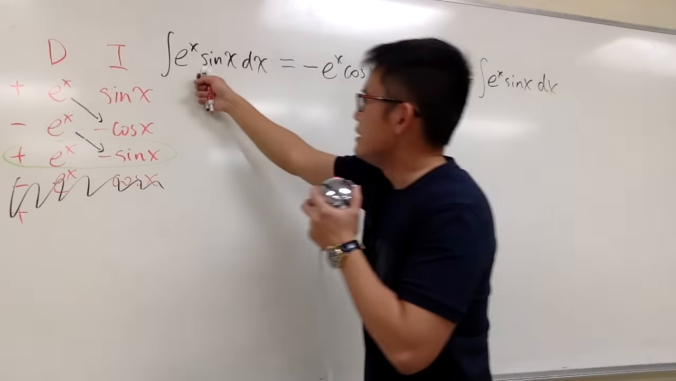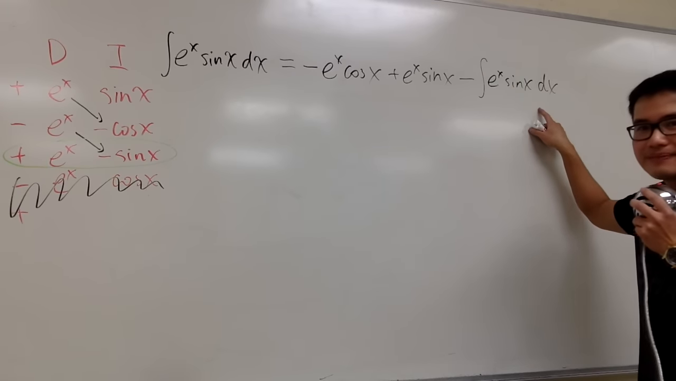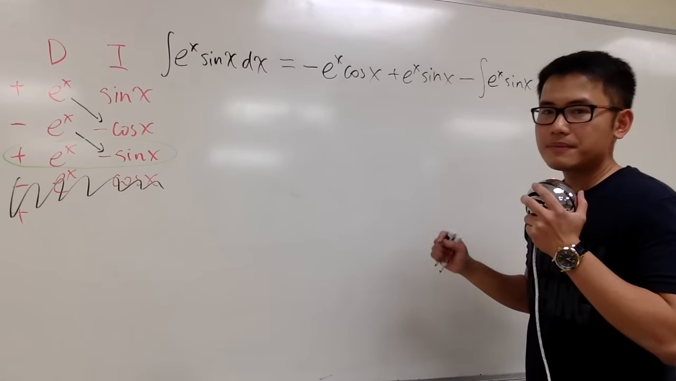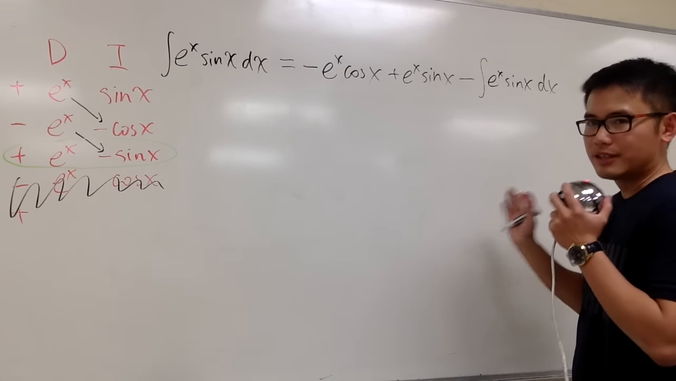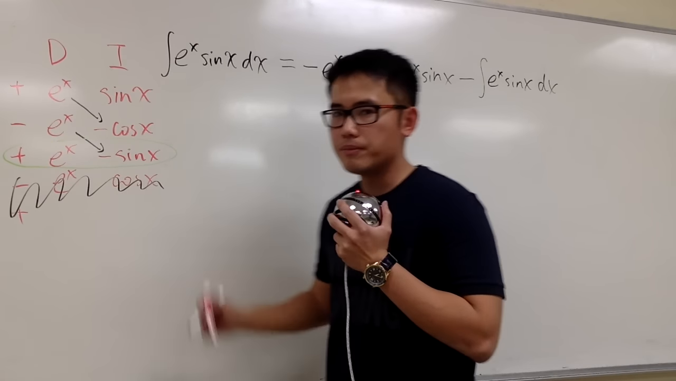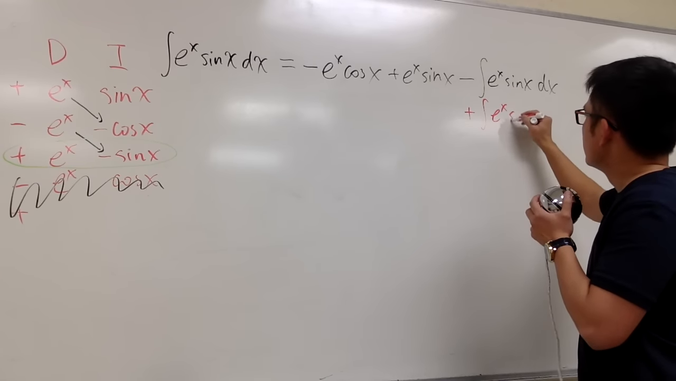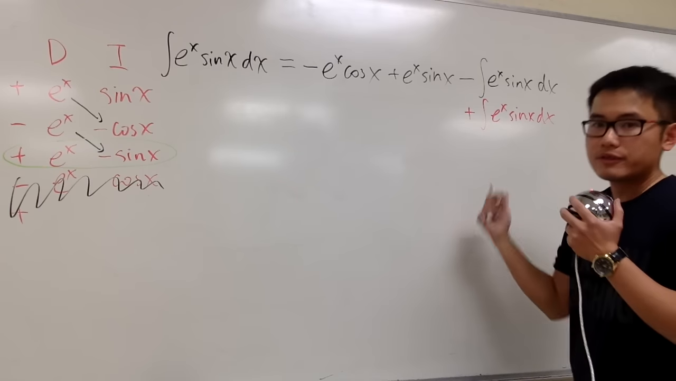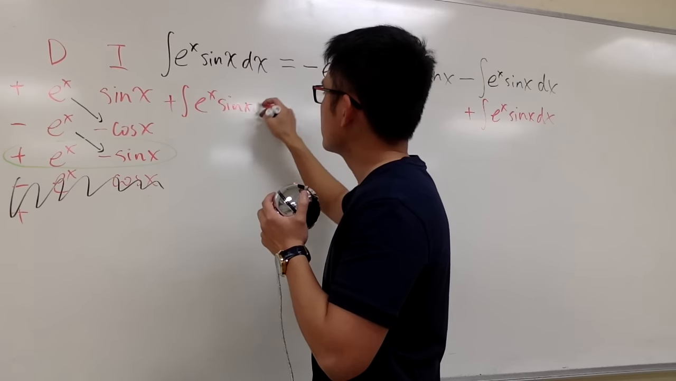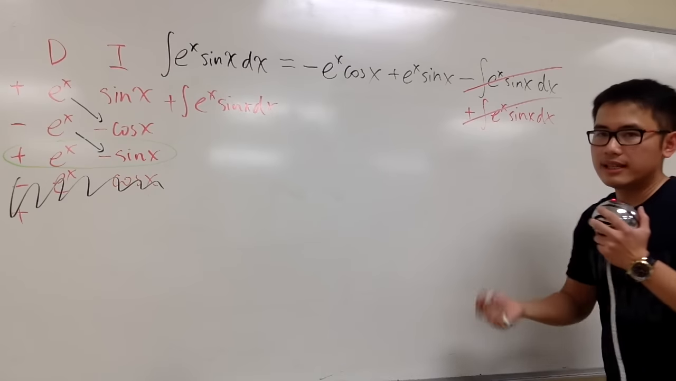So now you see, this is the original, and then we also have this right here on the other side, right? This is the function part for the answer already. And this is the style of doing such a problem. Whenever we see the function part repeat in a row, we are going to add the integral of e to the x sine x dx on both sides. So let me do it right here as well. Plus integral e to the x sine x dx. This way, this and that will cancel each other out, right?